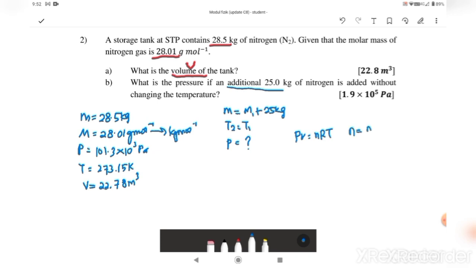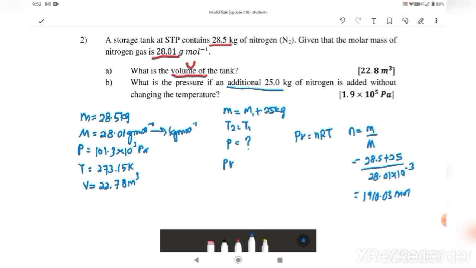N is equal to M over the molar mass. So we have 28.5 plus 25 over 28.01 times 10 to the power of negative 3. The molar mass is the same because we use the same gas, which is still nitrogen gas. So calculate, and we get the new number of moles is 1910.03 mol.